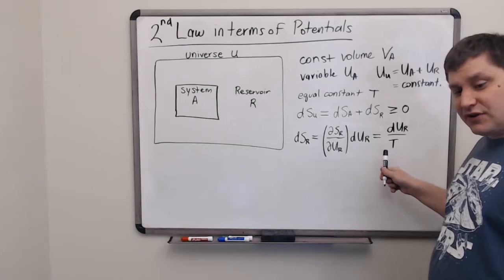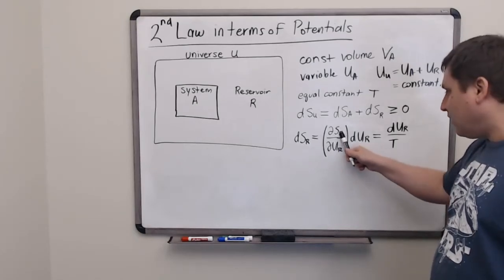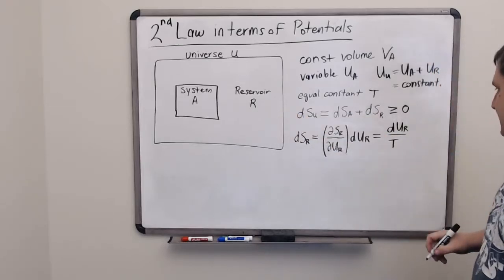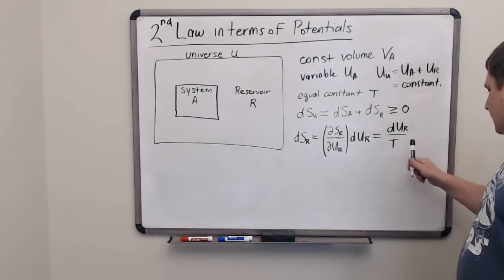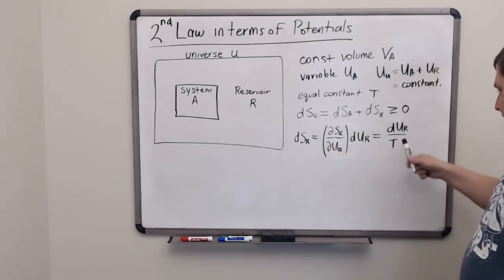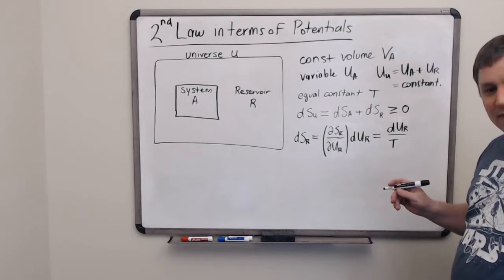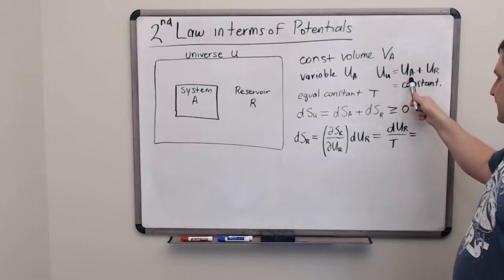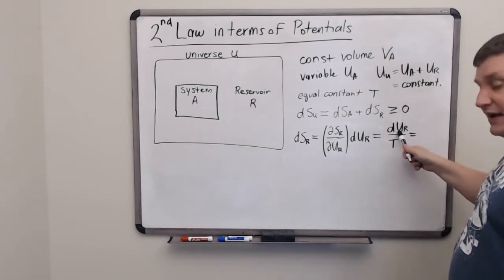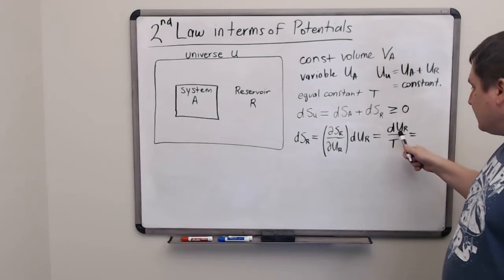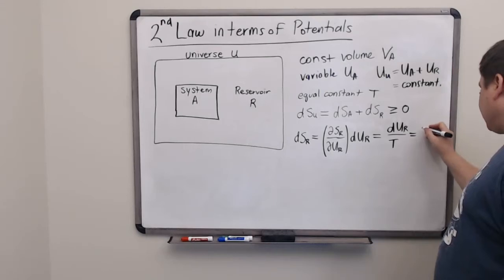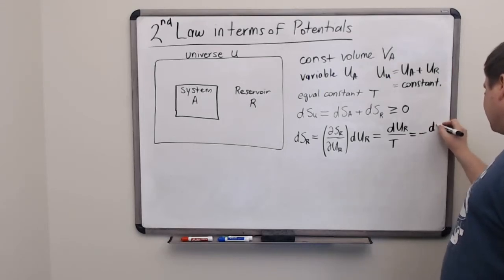Technically, this is the temperature of the reservoir, since I've used subscript r here, but the temperature of the reservoir is equal to the temperature of the system, so I'll just call that T. So now we have expressed dS_r in terms of dU_r, but it's still not in terms of properties of system A. To do that, I'll use the fact that energy is conserved, and if the reservoir gains or loses energy, the system must lose or gain the exact corresponding amount. So this will be equal to negative dU_A over T.